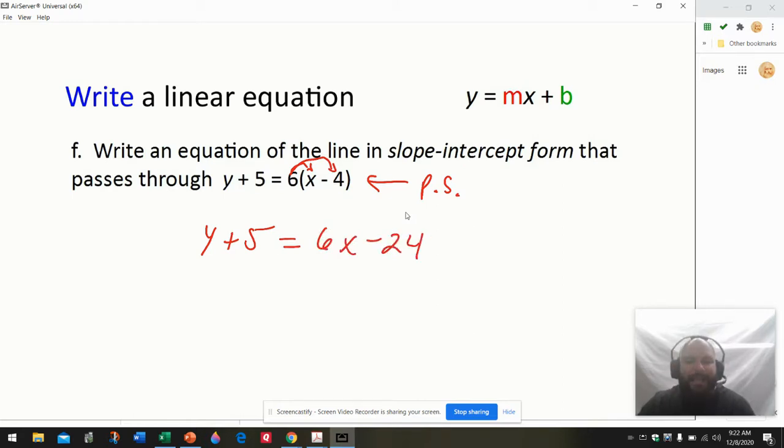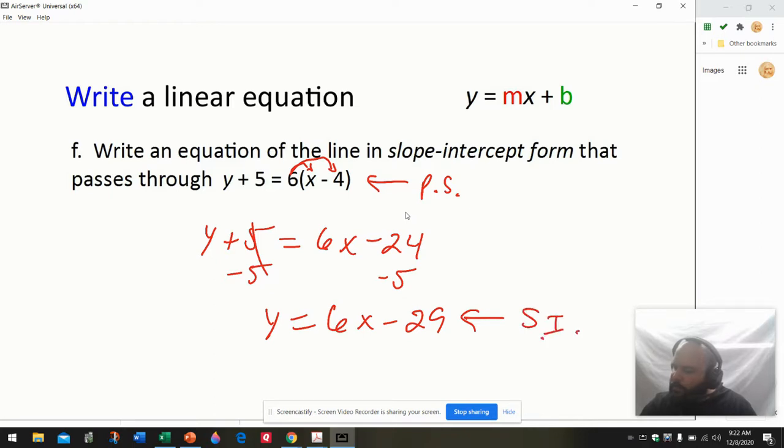And then the last thing that we need to do is to get the y by itself by subtracting 5 from both sides. And when I do that, I get y equals 6x minus 29. Okay, so what you saw up here, that's point slope form. This form right here is slope intercept form. And you can see y equals mx plus b. It lines up perfectly with that.